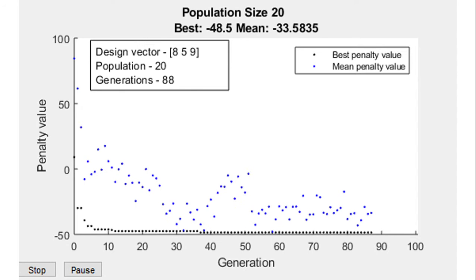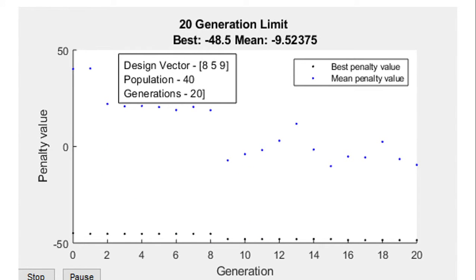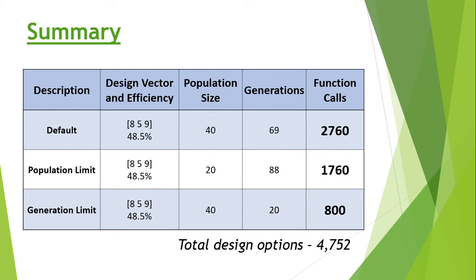The other thing I attempted to do was limit the generations to 20. We were able to achieve the same design vector with the same efficiency. However, I would say this was not as good of a run, as the mean penalty value was much higher than the best penalty value at the final generation.